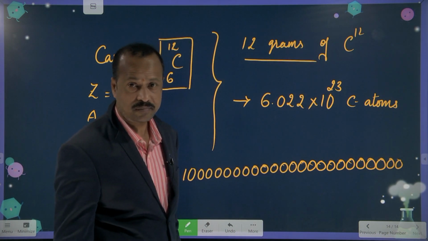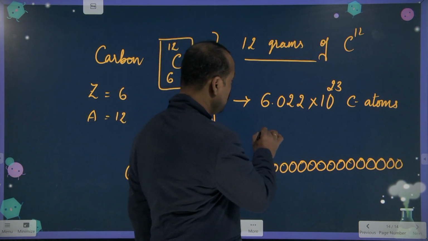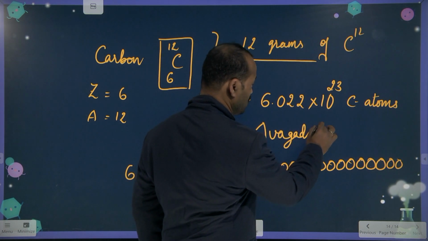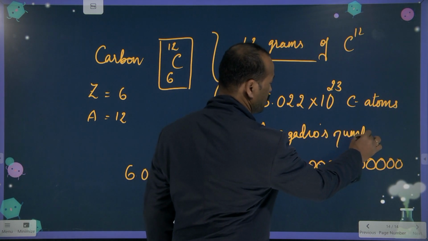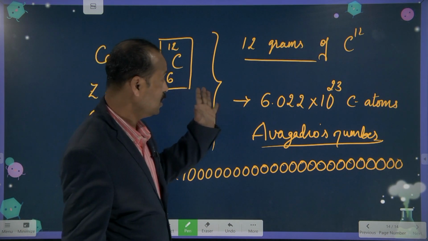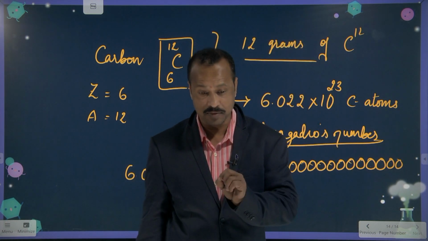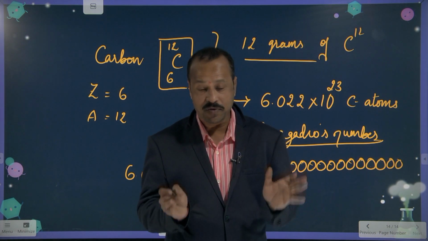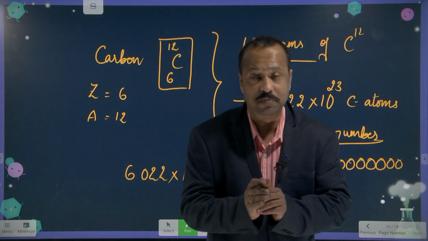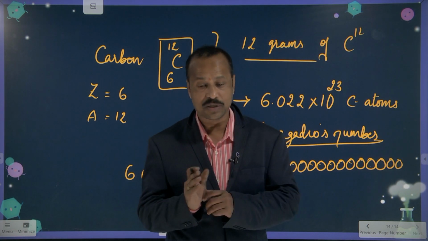Is this clear to you? And this number is also called Avogadro's number. What is it called? Avogadro's number, or Avogadro's constant. So, here mole means the number of carbon atoms, that is C12 atoms, present in 12 grams of carbon. If we take 12 grams of carbon, the number of carbon atoms present in it is called Avogadro's number, or that is called 1 mole.